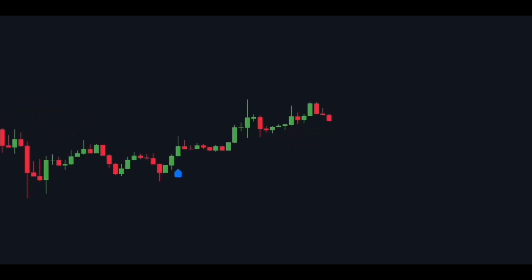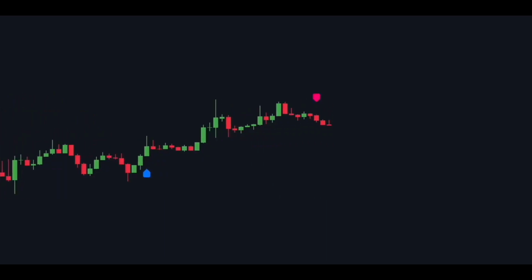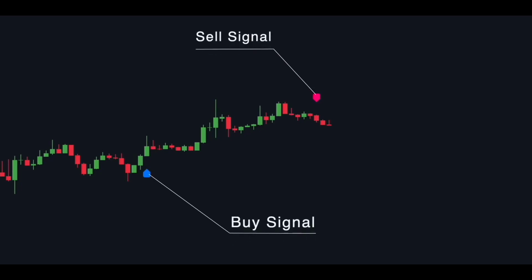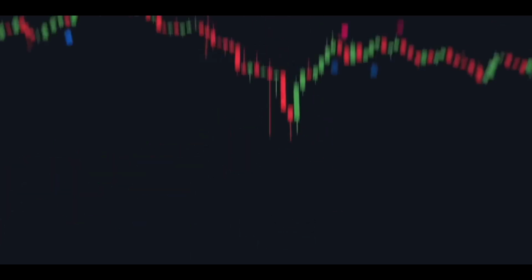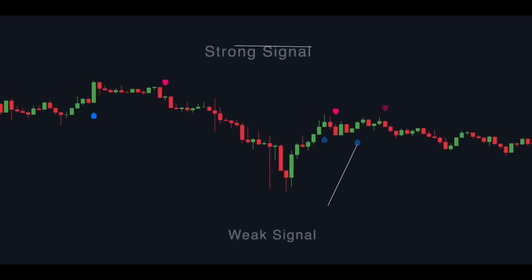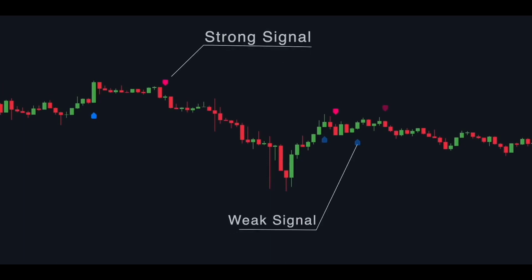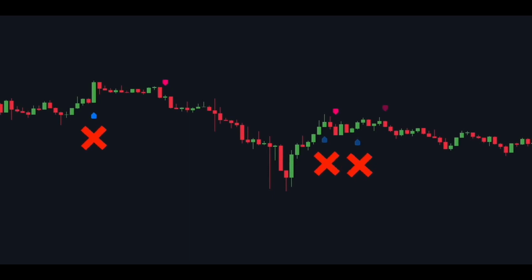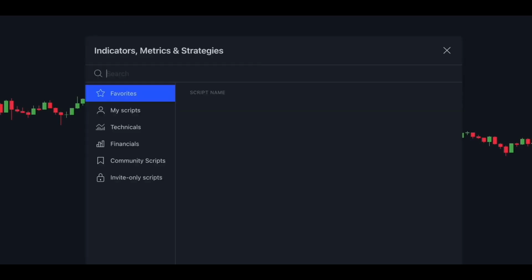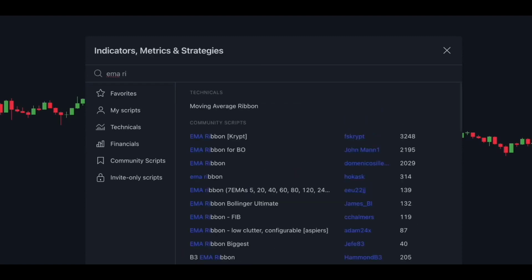It is also very simple to read. The indicator basically prints blue and pink labels which are buy and sell signals. Depending on the strength of the signals, labels may have lower or higher opacity. Of course, we cannot use this indicator on its own, as this will lead to a lot of false signals. That's why we need to add the next indicator, which is called the EMA ribbon by Dominic Ossiletti.